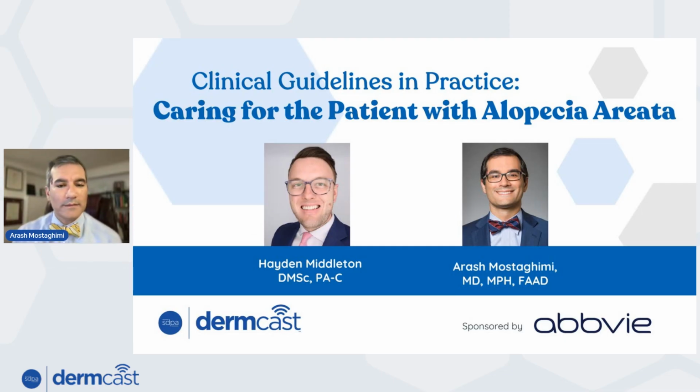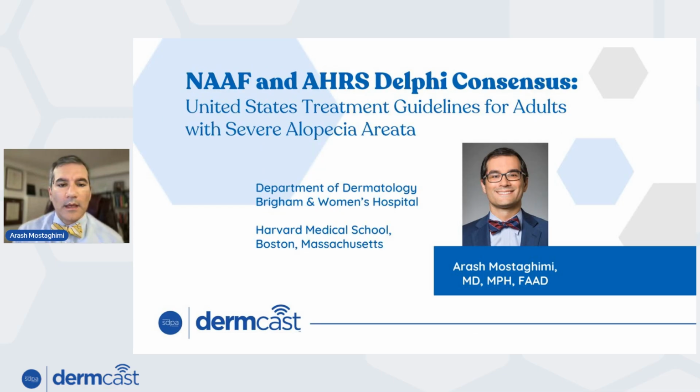And we'll go to the next slide. What I'm going to present is the combination National Alopecia Areata Foundation and American Hair Research Society Delphi consensus. This is our treatment guidelines for adults with severe alopecia areata. If you evaluated a patient and came to the conclusion of alopecia areata, just like Hayden told you to, now what do you do next? How do you figure out what the best treatment is for these patients?